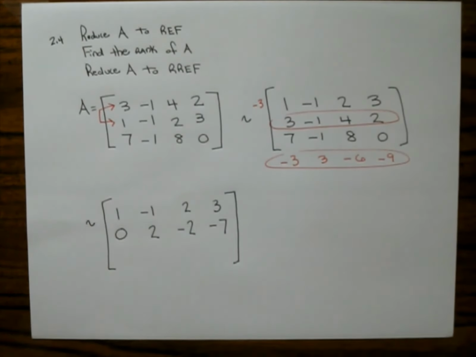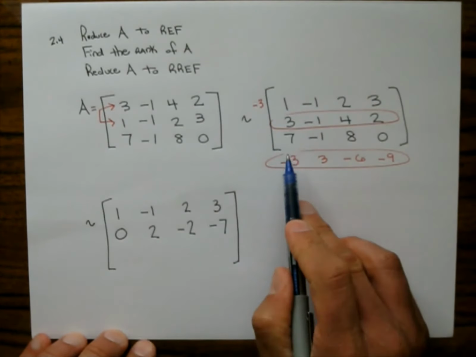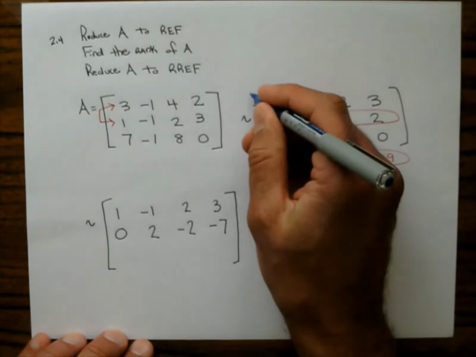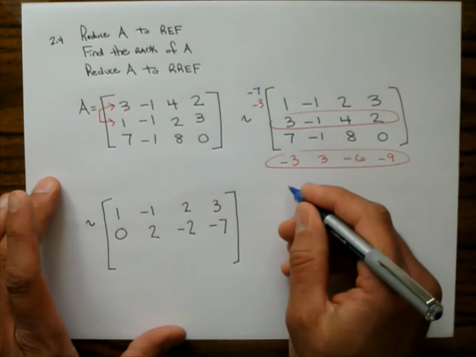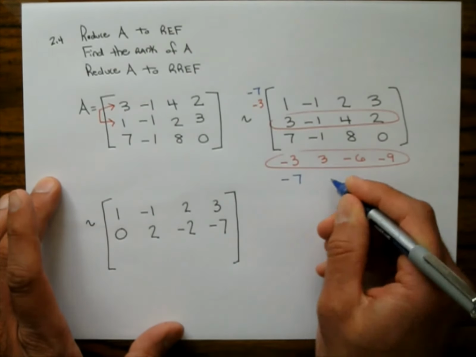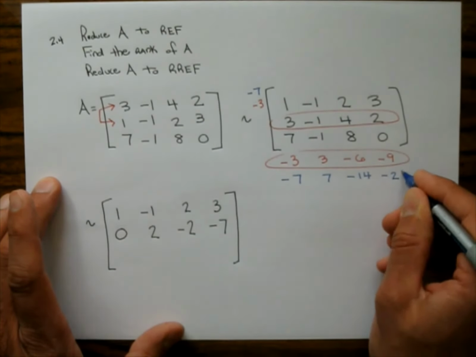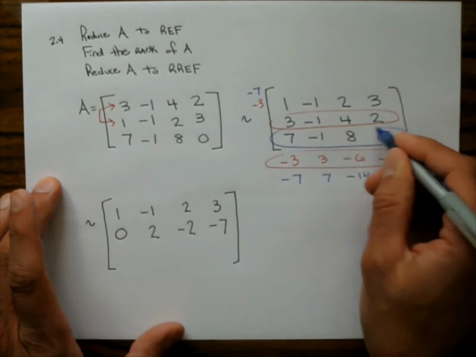Okay, I'm still not done with this. I want to go ahead and use this pivot to put a 0 where the 7 is. So I'm going to multiply row 1 by -7. Modified row 1 is right here: -7, +7, -14, and a -21. I'm going to add that to row 3.